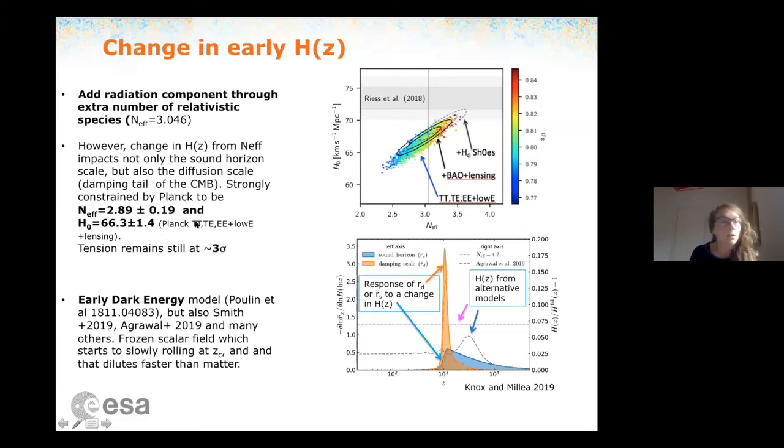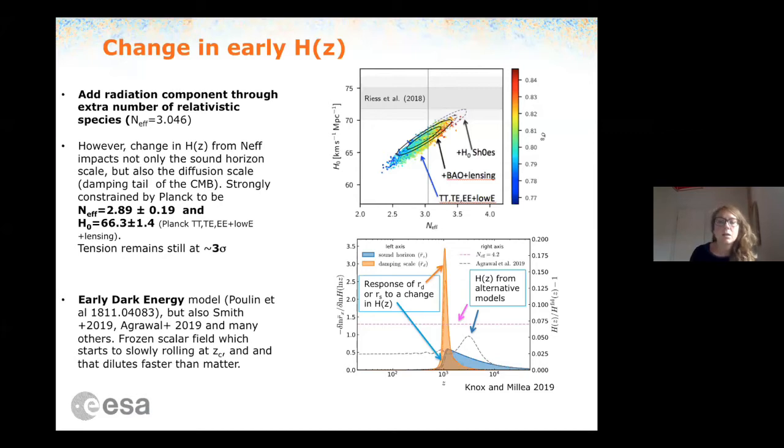Still, you get a low H naught from the CMB data, and so in order to avoid these constraints from the damping tail, some more elaborate ideas have been proposed. For example, early dark energy, that had a lot of momentum, and a lot of different authors actually worked on this kind of model, proposing different variations.